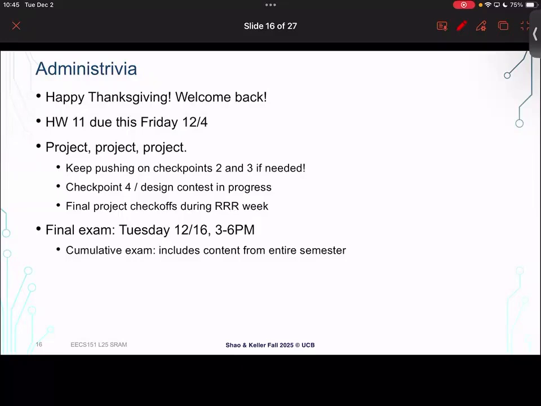Okay, any logistical questions? Yes. Is the design contest purely an optional competition? There's no minimum performance level we have to hit? Correct. This semester, there's no minimum figure of merit. Okay. Just pass all the tests.